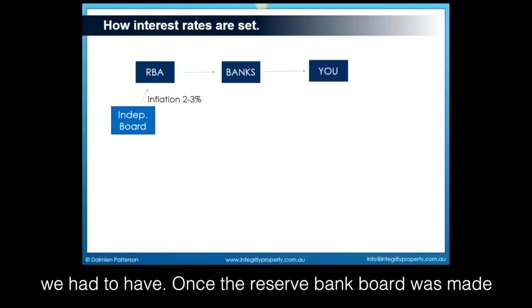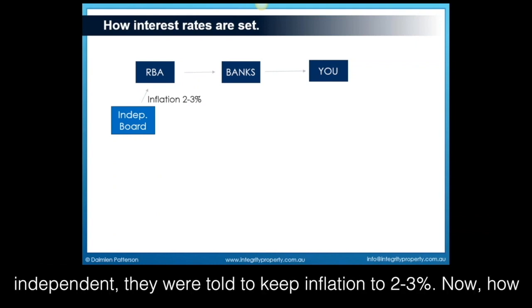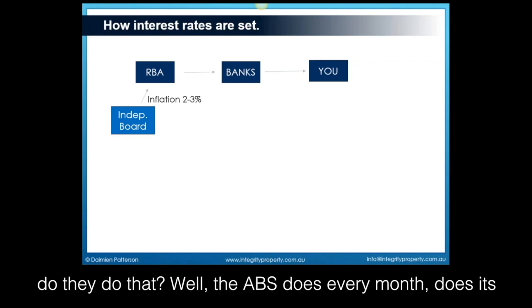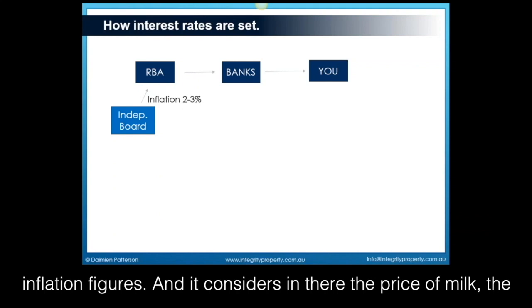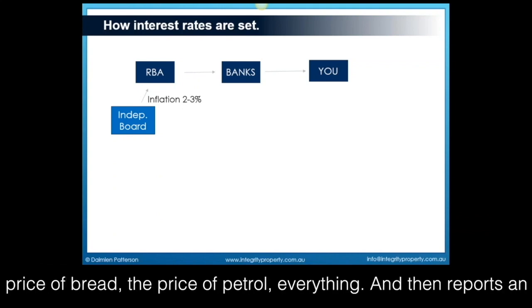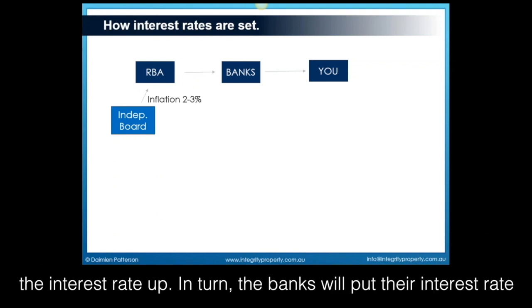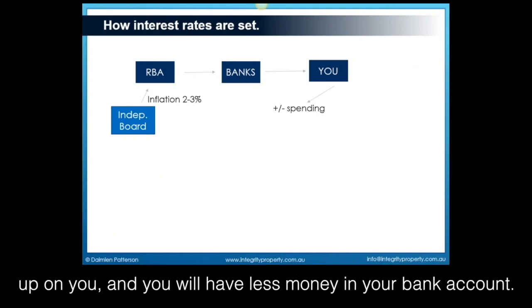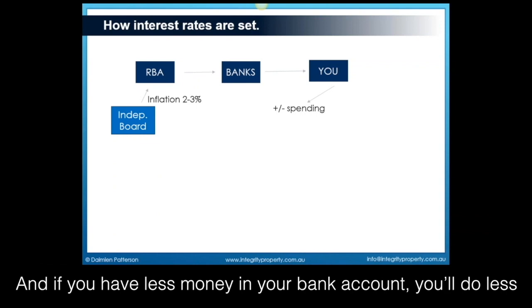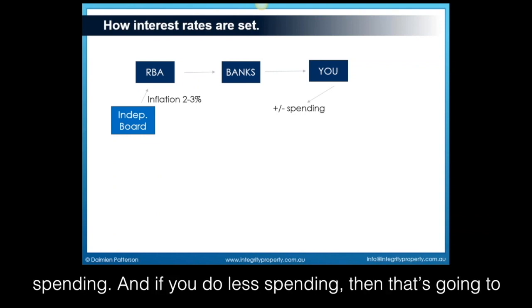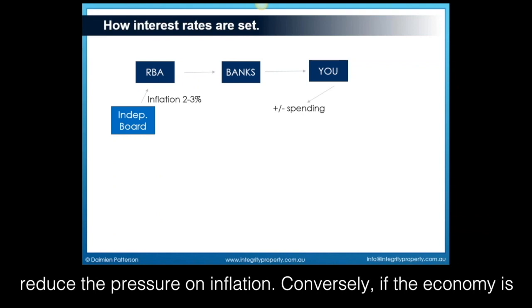Once the Reserve Bank Board was made independent, they were told to keep inflation at 2 to 3%. Now how do they do that? Well, the ABS every month does its inflation figures, and it considers in there the price of milk, the price of bread, the price of petrol, everything, and then reports an inflationary figure. Now if inflation is taking off, the board will put the interest rate up. In turn, the banks will put their interest rate up on you, and you will have less money in your bank account. And if you have less money in your bank account, you'll do less spending. And if you do less spending, then that's going to reduce the pressure on inflation.